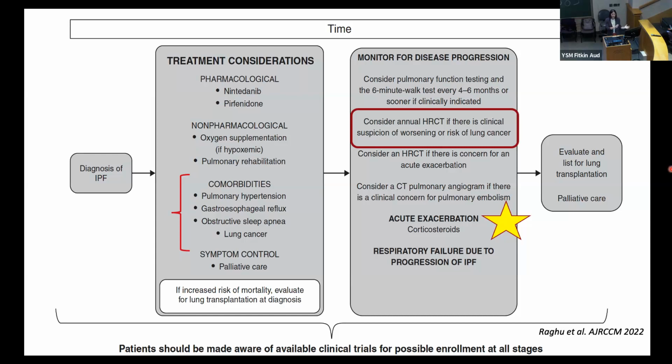I think these other two, even the way it's worded, consider annual HRCT if there is clinical suspicion of worsening or risk of lung cancer. This is essentially recommending screening for lung cancer in our IPF patients. There's no data for that. And we know these patients are at risk for cancer. First of all, it's not an HRCT. We don't know if an annual CT scan is going to have any positive beneficial outcome, but that gets tucked into the guidelines.